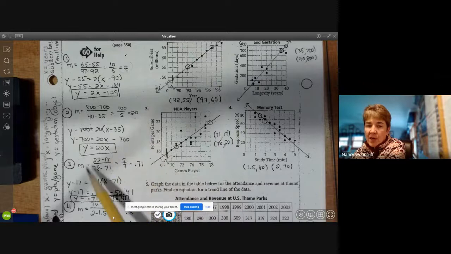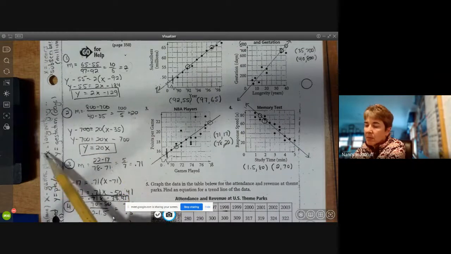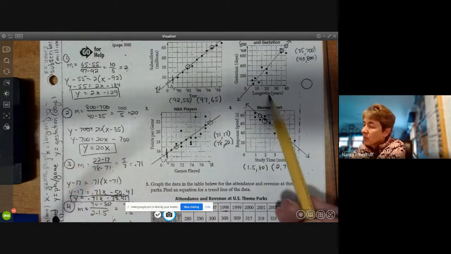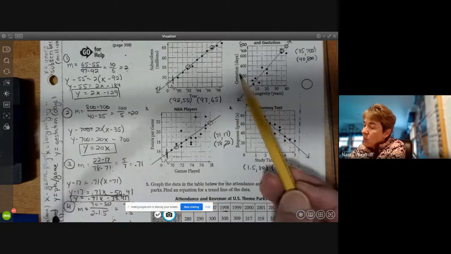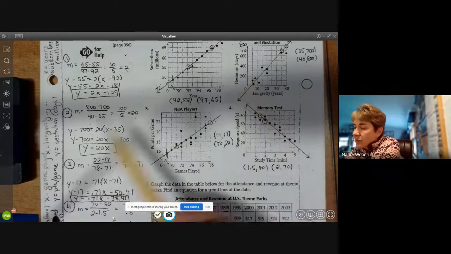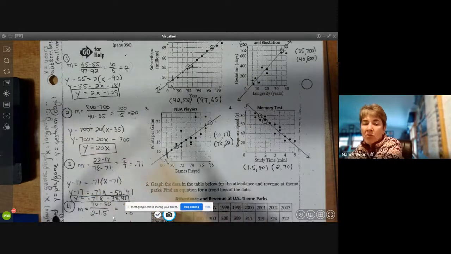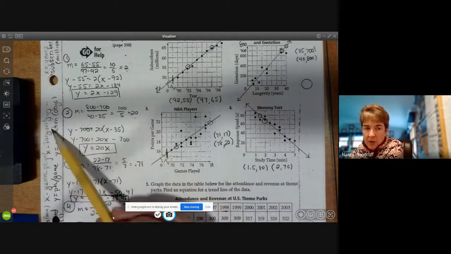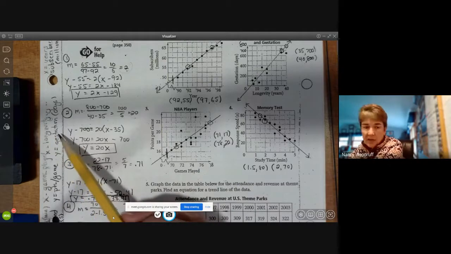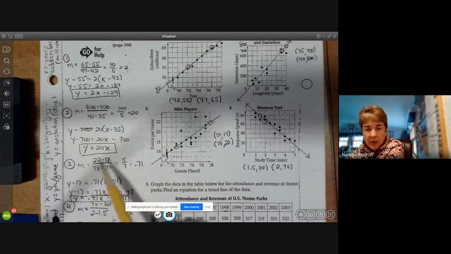I'm going to take y minus the y equals the slope times x minus the x, distributive property. And this is my equation. And again, remember, I'm defining my variables. I'm using the longevity in years, and y is the gestation. Gestation, by the way, is how long a mom holds the baby in utero before giving birth. So for a human, it's 40 weeks. It's about 9 months, right? All right. So anyway, got off the topic there.